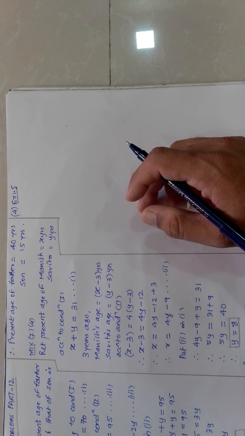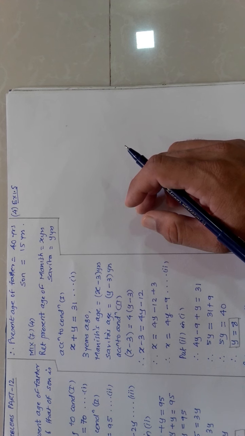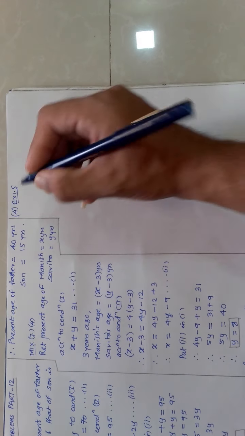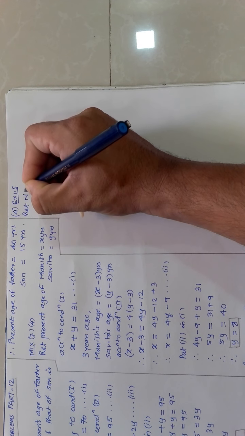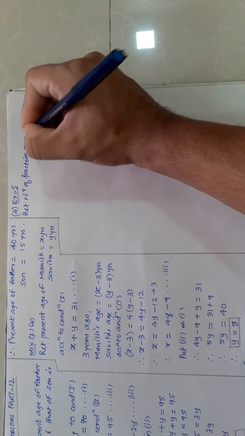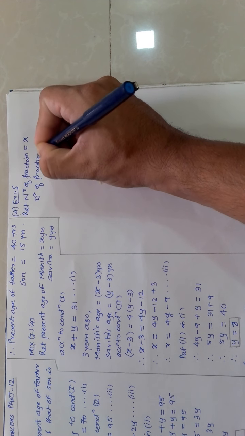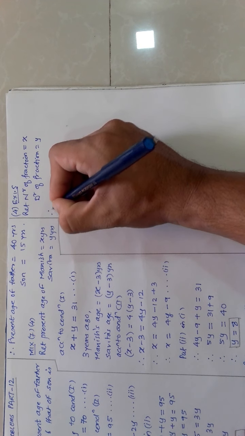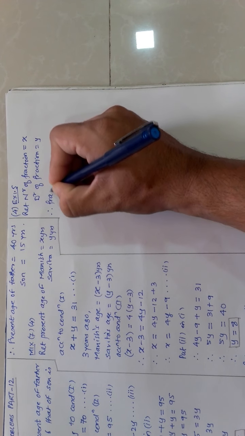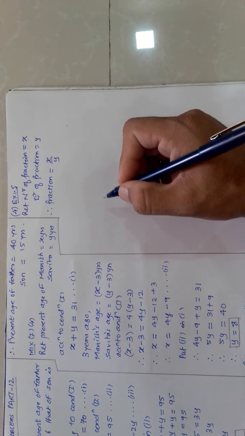It says the denominator of a fraction. Okay, the denominator of a fraction, that means initially there is a fraction, and if there is a fraction, I will have numerator and denominator. So I will say here, let numerator of fraction be x and the denominator of fraction, that is the same fraction, be y. So if I get numerator and denominator, I can find the fraction. Therefore the fraction is x upon y.